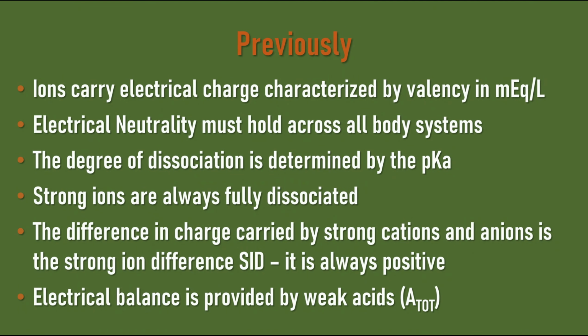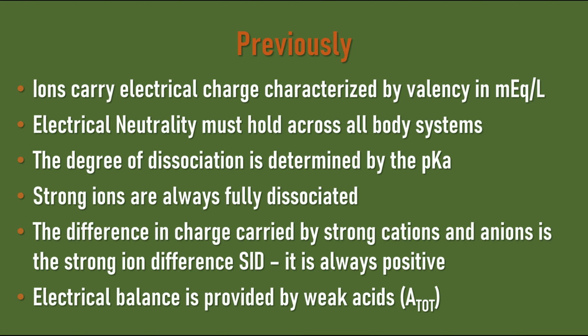In the previous tutorial, I discussed ions and the pKa. Ions carry electrical charge and they dissociate, and the tendency to dissociate is determined by the ion dissociation constant, or pKa. The further that is from the physiologic pH, the more dissociated the ion is, and we measure ionic activity in milliequivalents per liter, and this is known as valency. Electrical neutrality must hold across all body systems.